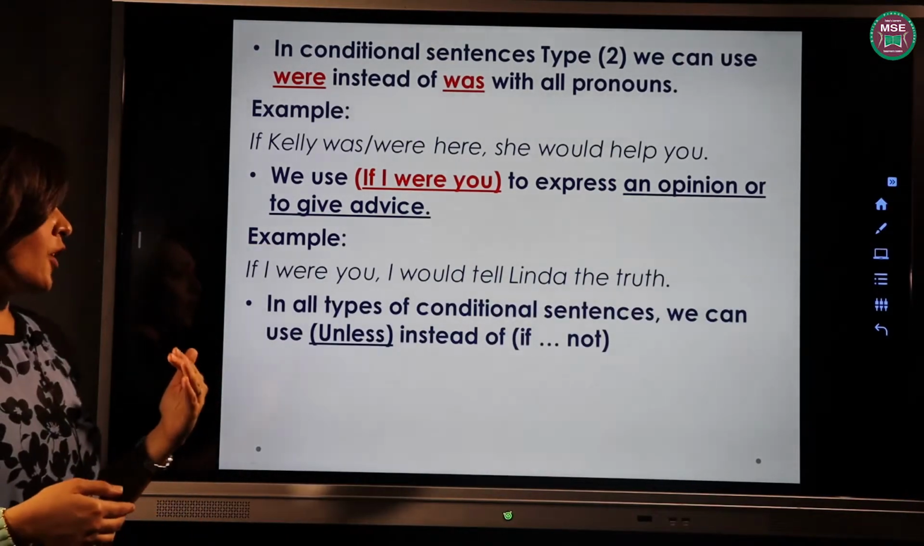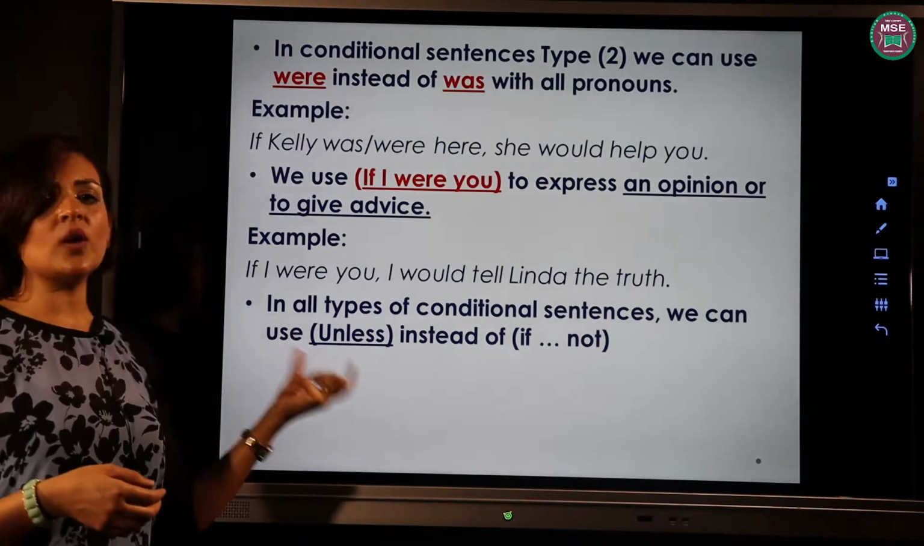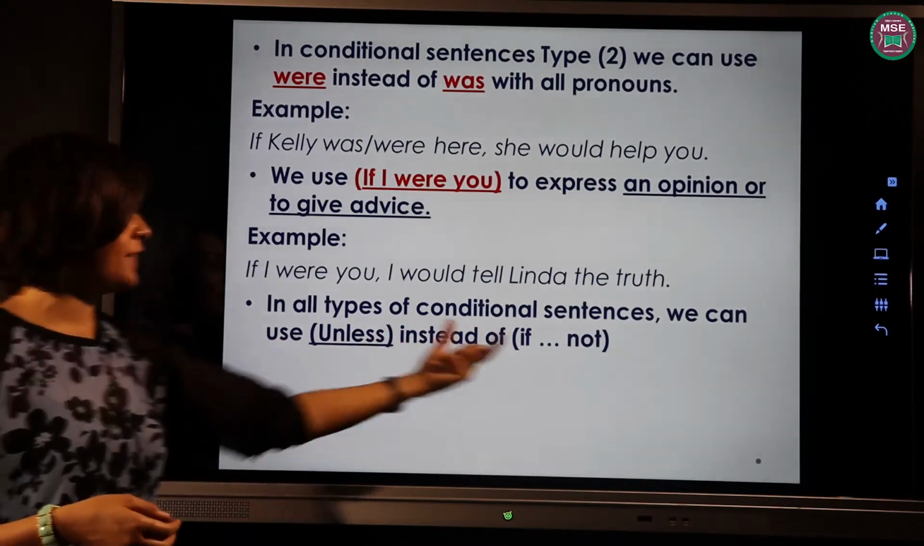In all the types of conditional sentences, we can use something called unless. What is unless? Unless equals if not.